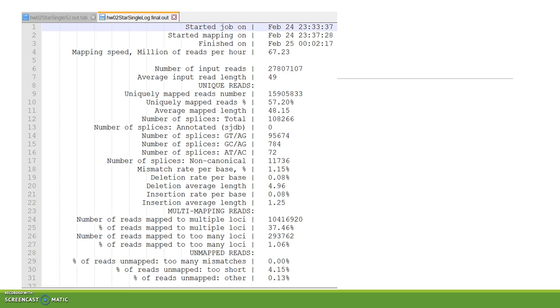The other interesting section to look at is the multi-mapping reads. Number of reads mapped to multiple loci is any read that is mapped to more than one spot, for example, poly A tail. And number of reads mapped to too many loci: by default the value is 10. So if the reads map to more than 10 spots, they will be categorized as too many loci. The unmapped reads are generally reads that either contain too many mismatches or are too short. For example, by default, if a read is shorter than 2/3 of the read length, it is usually discarded as unmapped.